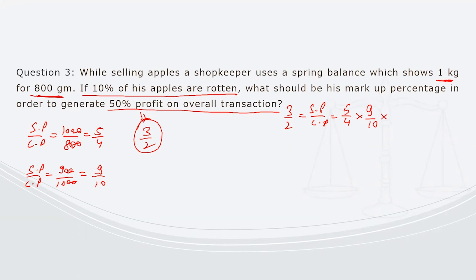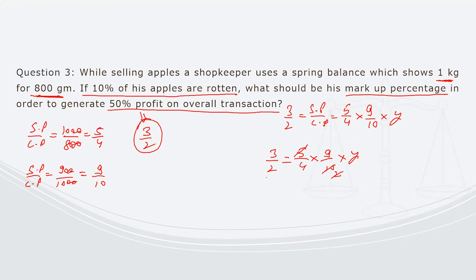And I'm going to say that his markup percentage should be corresponding to a figure Y, right? So over here for a value of Y, I'm again going to get a fraction like 5 by 4 or 9 by 10, whatever may be the case, right? So 3 by 2 must be equal to 5 by 4 into 9 by 10 into Y. I just have to calculate the value of Y.